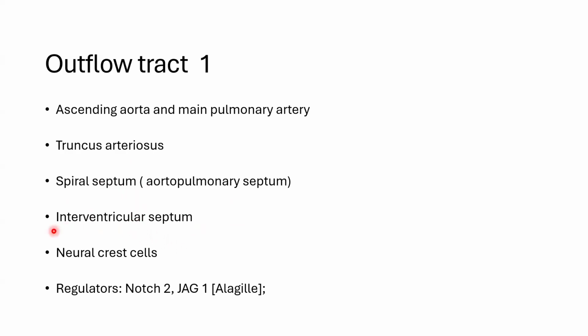And once again, the neural crest cells are so important in outflow tract septations. And this process is regulated by a number of genes like NOTCH2 and JAG1. And if you remember Alagille, these two gene loci are important in Alagille syndrome. And that is why in Alagille, you end up with pulmonary stenosis, okay, because this is an outflow tract issue in addition to the hepatobiliary problems.